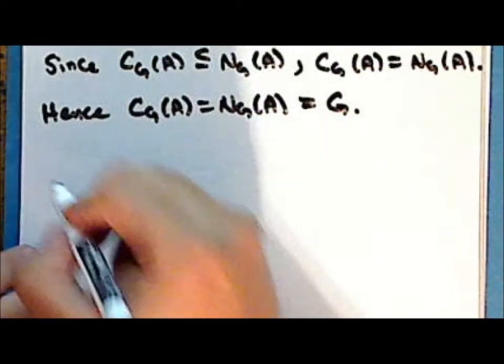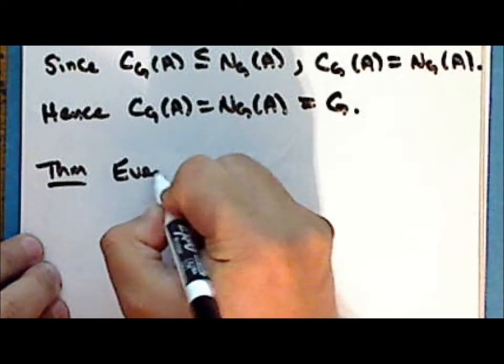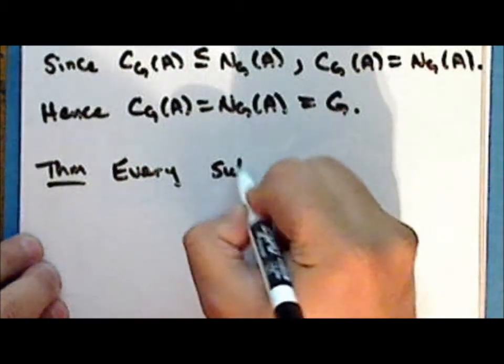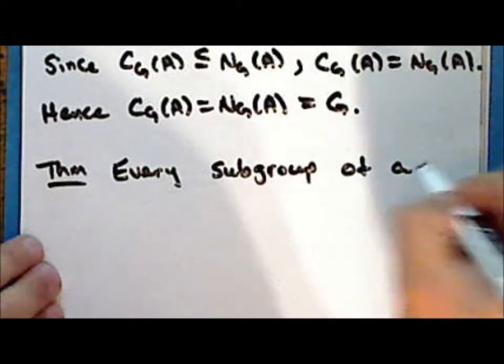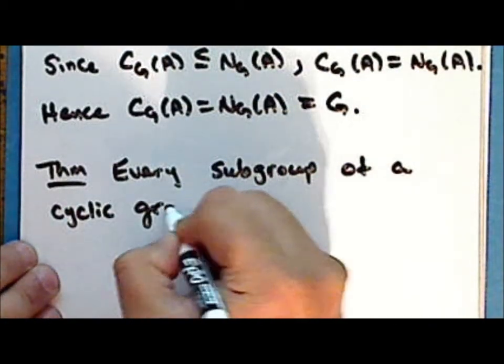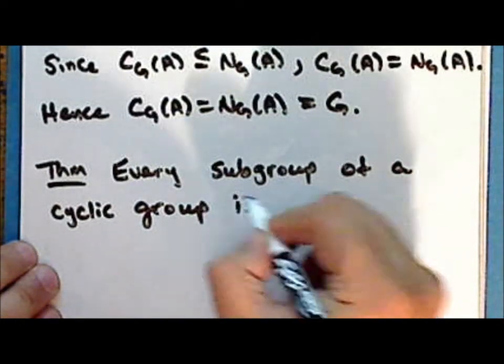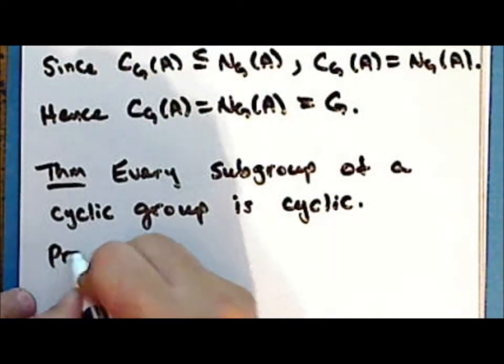Okay, so new theorem. We will prove that every subgroup of a cyclic group is cyclic. So, proof.